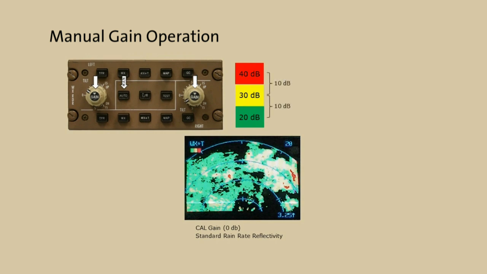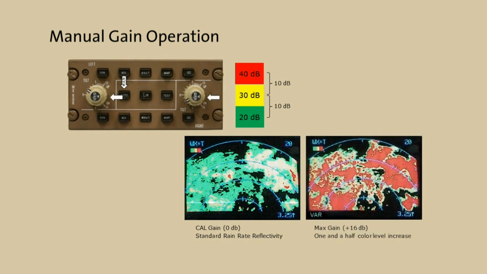When the radar is operated in manual and calibrated gain is selected, standard radar reflectivity rain rates are displayed. An increase or decrease of 10 dB of sensitivity represents a change of 1 color level. Increasing the gain to max increases the sensitivity by 16 dB, or an increase of 1.5 color levels. Yellow will display as red and green will display as yellow or red. In addition, areas of black may display as green or yellow.